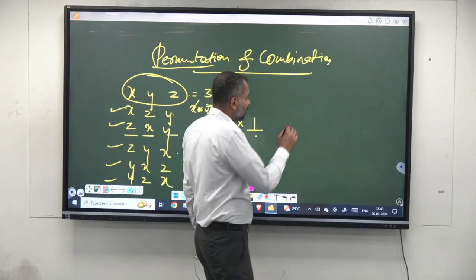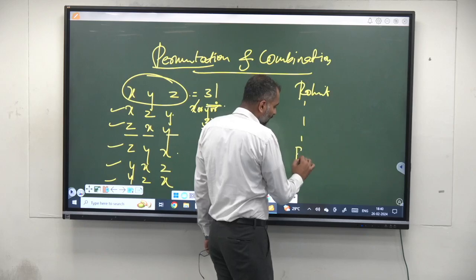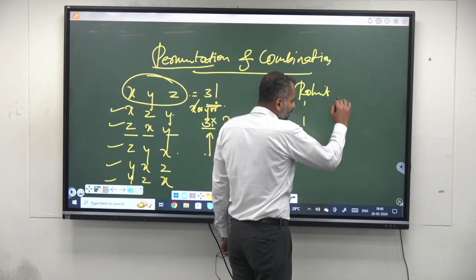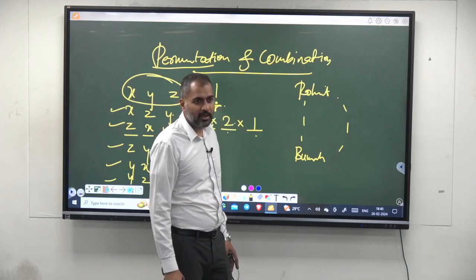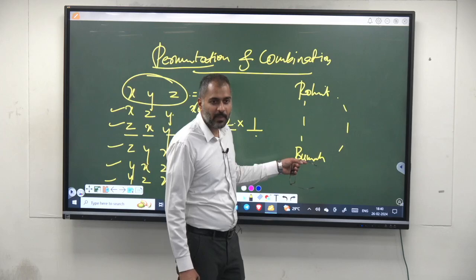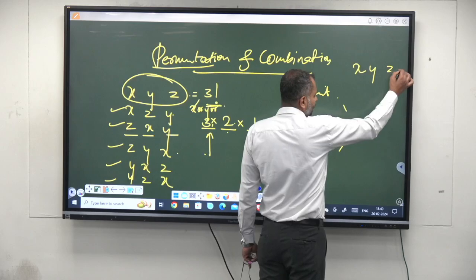If you change the order of the team from Rohit Sharma to Bumrah, a different order, if you send them for batting, that doesn't become a different team. Here it is combination. Understood? Okay, let's say 3 people are there, X, Y, Z.